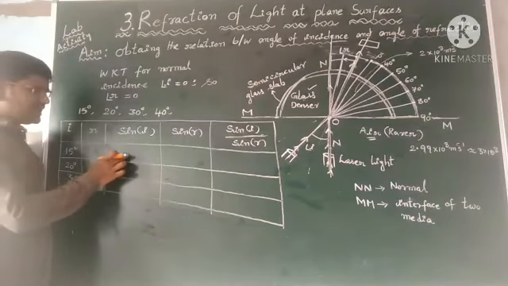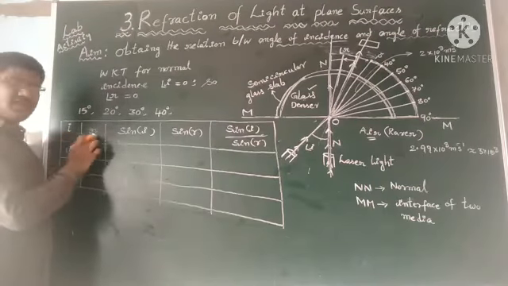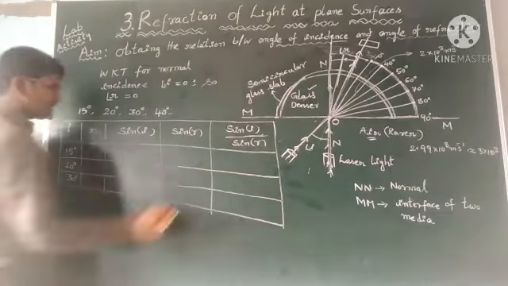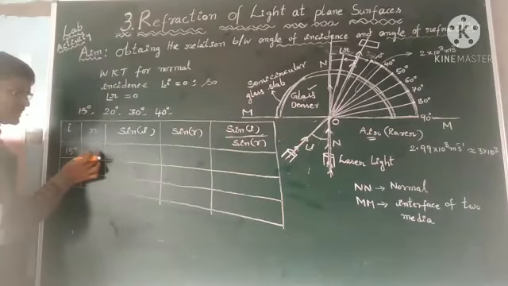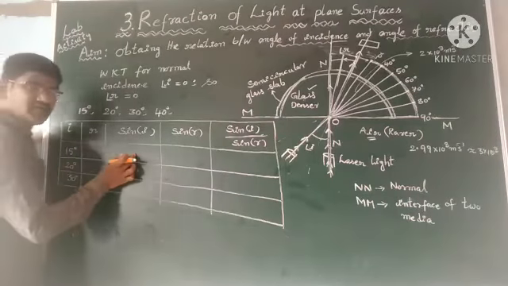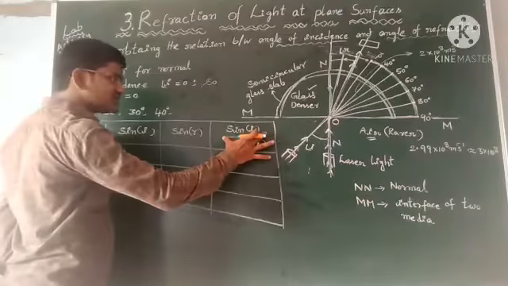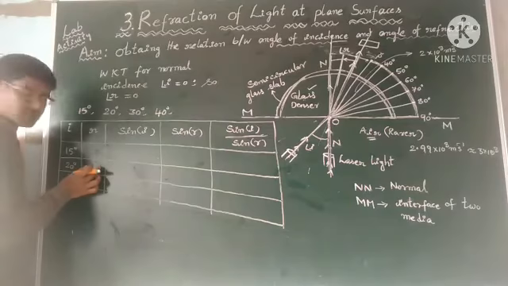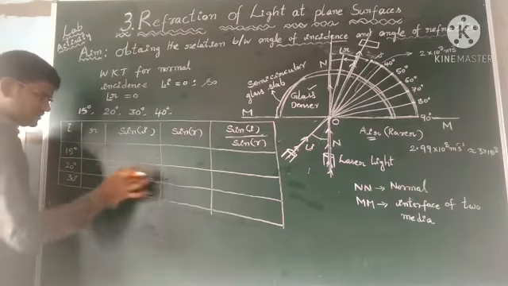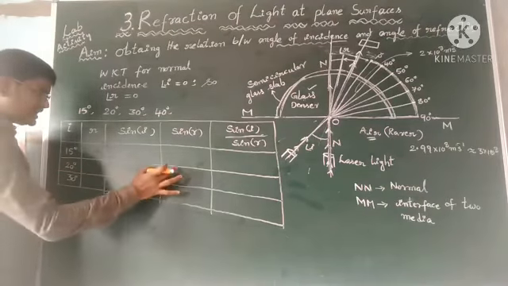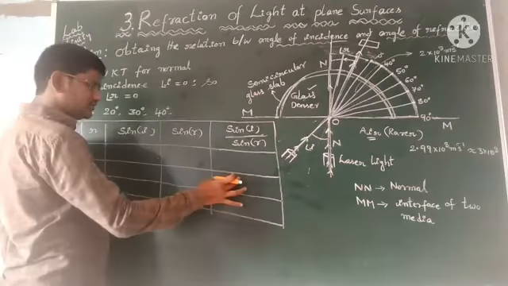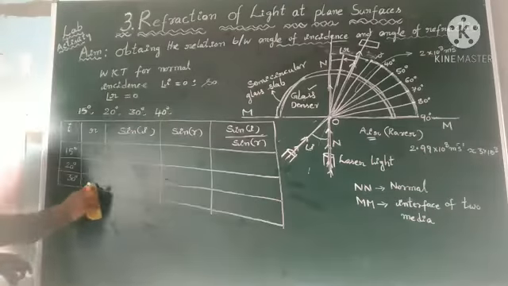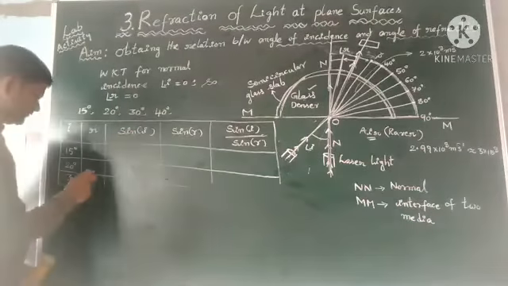So take sin I and sin R for every I and R and evaluate the ratio of sin I by sin R. For this angle of incidence I will get one angle of refraction. For that I will take sin I and sin R and check this ratio. Then take another angle of incidence, get another angle of refraction, and check the ratio of those sin I and sin R. Evaluate the ratio of sin I by sin R every time.